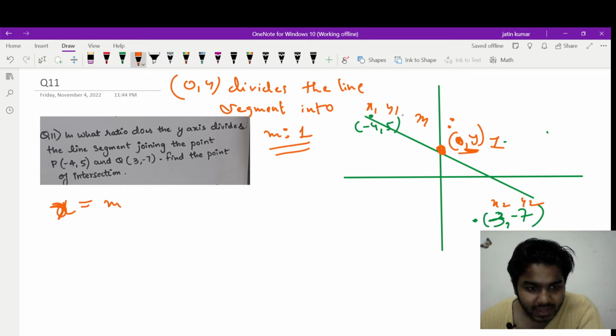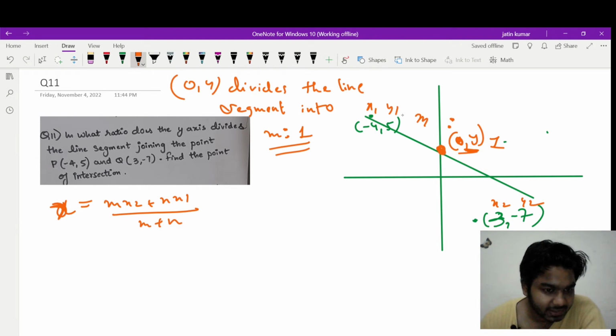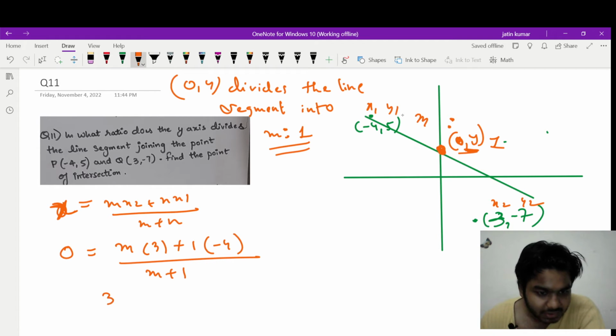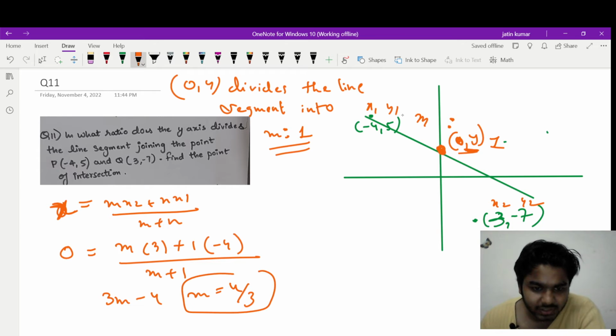For x we have (m x2 + n x1) upon (m + n), and this time n is 1, so m + n is m + 1. So x is 0, since on the y-axis the x coordinate will be 0, right? So m is m only, x2 is 3 and x1 is -4, upon m + 1. So here 3m - 4 = 0, so m will be 4 by 3. So we have got the ratio 4:3.